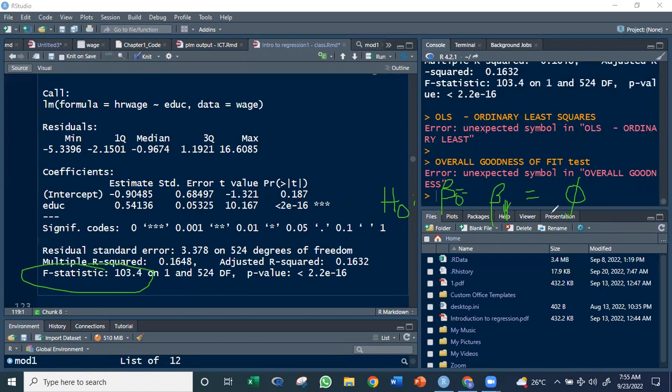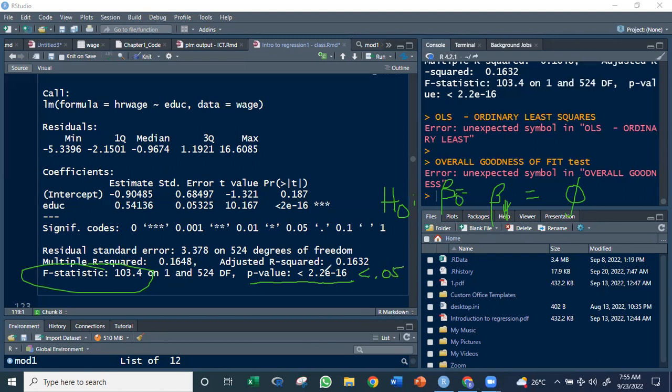And what is our conclusion? Remember, if you're doing a statistical test, you make an inference about whether we should reject the null hypothesis or fail to reject the null hypothesis. The p-value is practically 0. So it's less than 0.05.